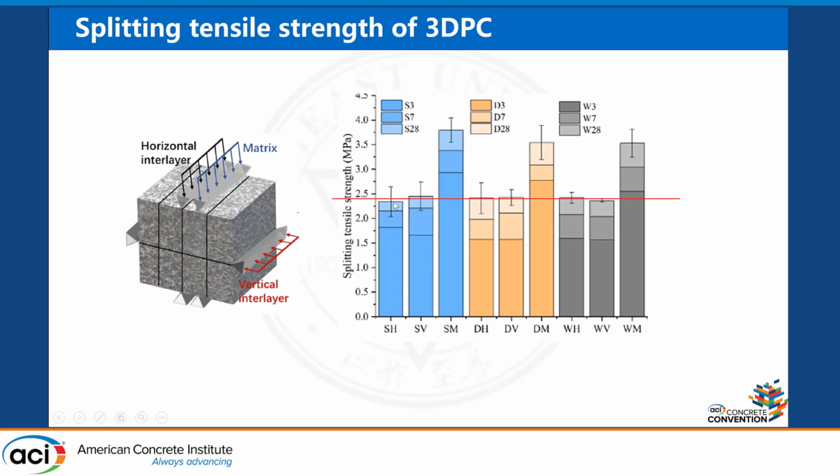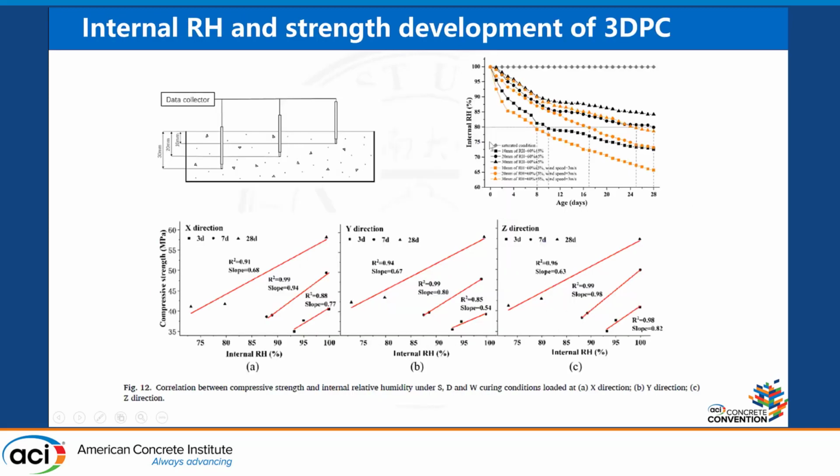Here are some results about the internal relative humidity development inside the concrete. We tested the relative humidity evolvement at different depths of the 3D printed concrete. Here we can see that for 3D printed concrete at the same depths, the relative humidity drops much quicker than cast concrete.